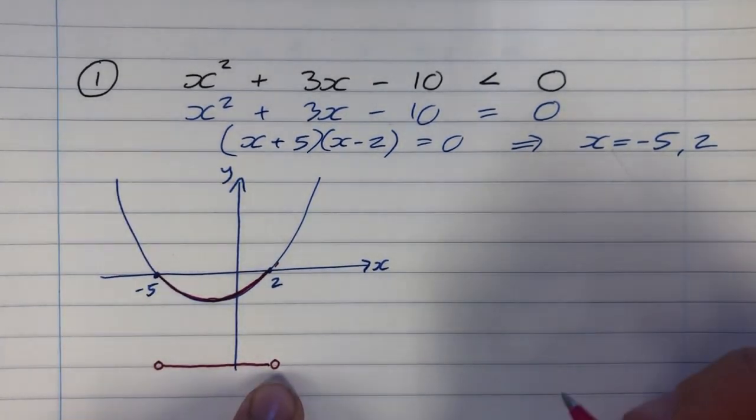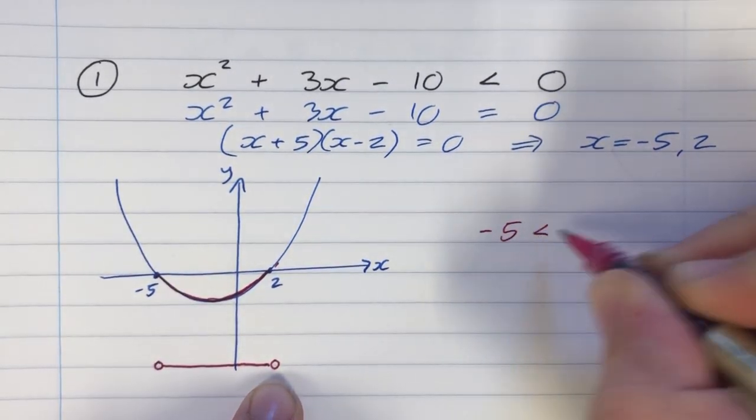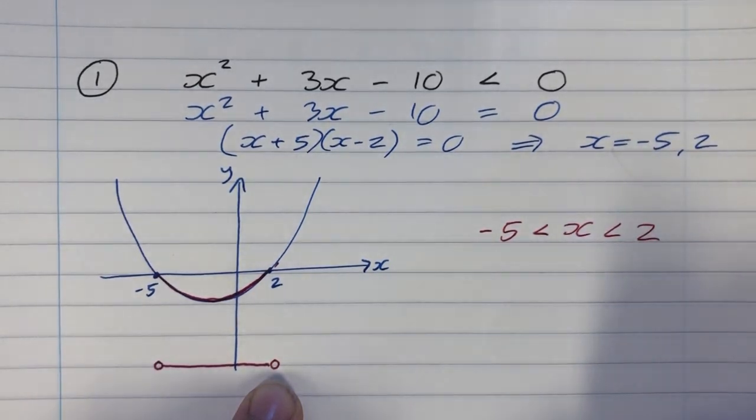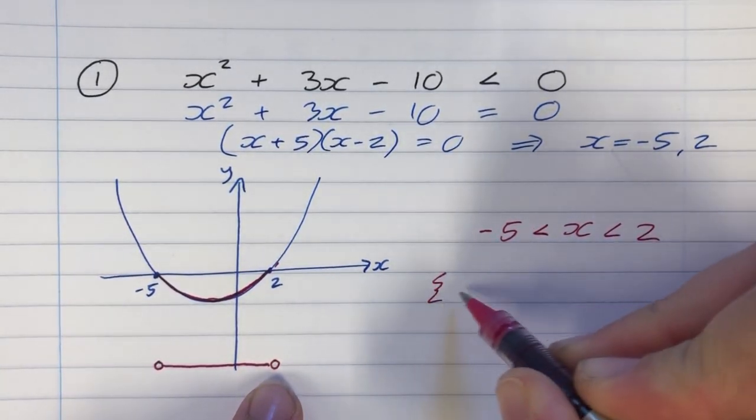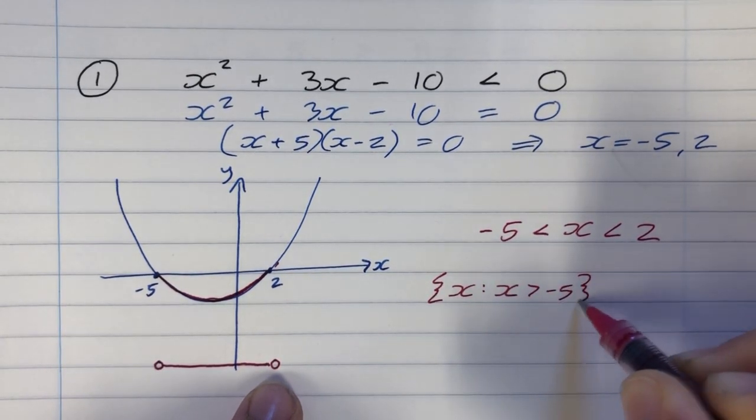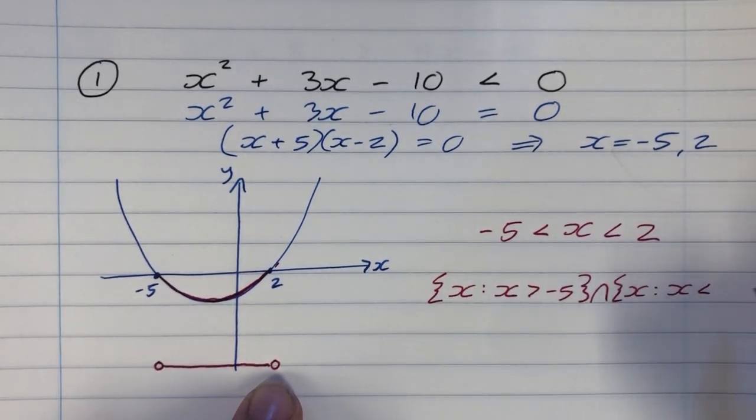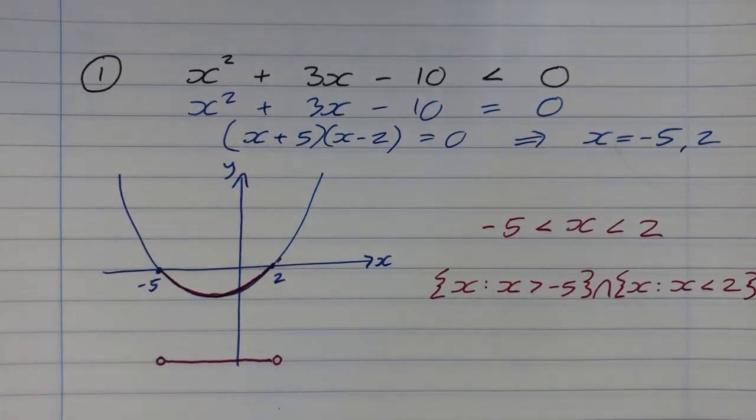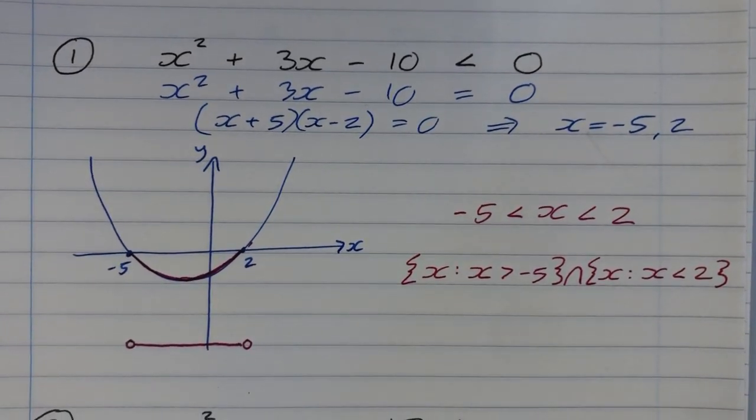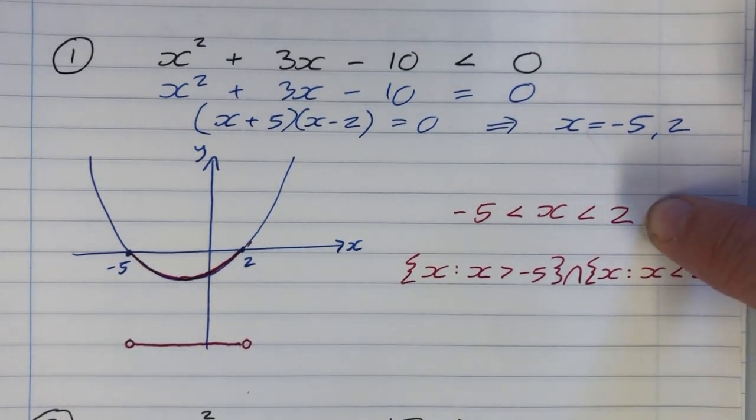Between minus 5 and 2. If I'm going to write that as an inequality, it'd be minus 5 is less than x is less than 2, or I could write that in set notation, which is going to be x such that x is greater than minus 5 and x such that x is less than 2. Those are the three ways of writing solutions. Just don't forget that at A level, if a question asks you to write the answer in set notation, you must leave it in set notation. If it doesn't ask you for that, then the other form is absolutely fine.